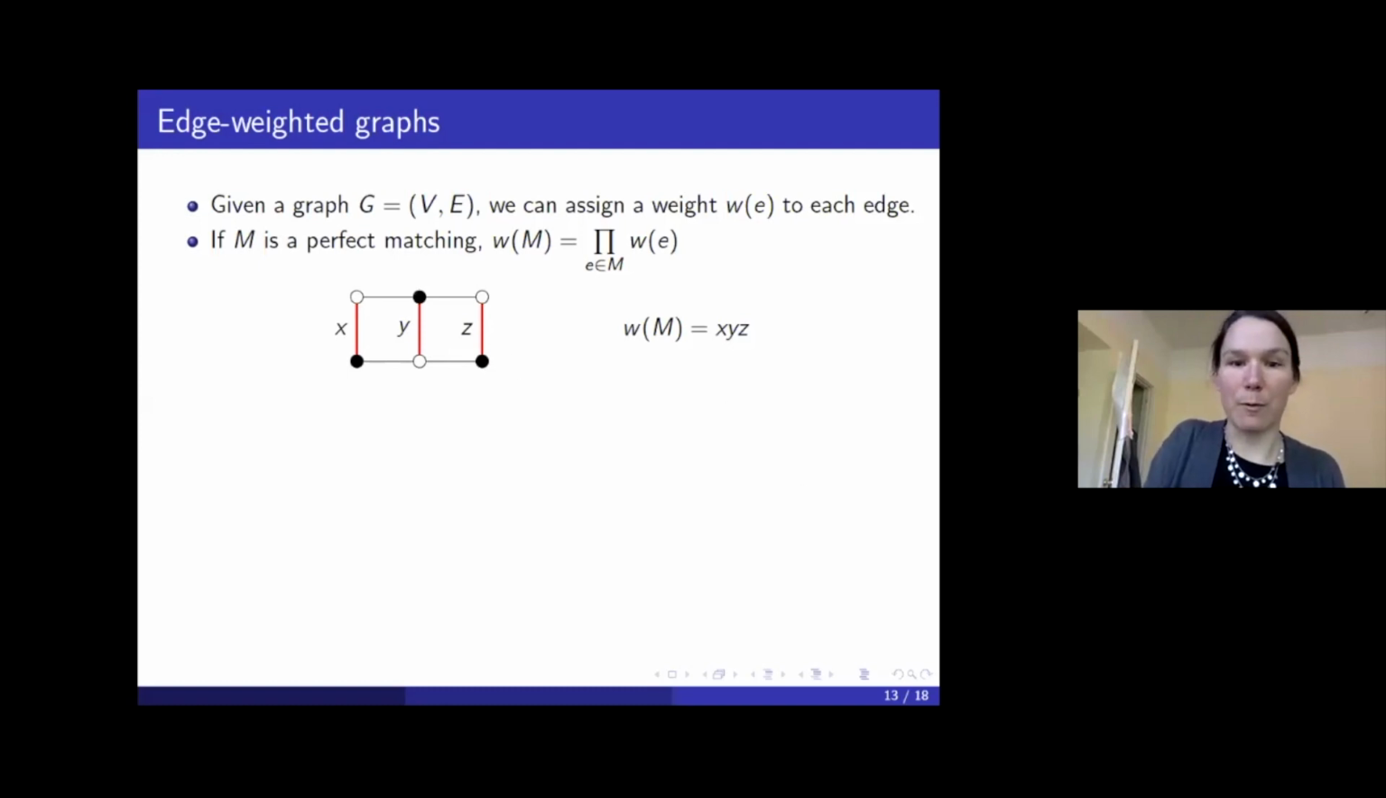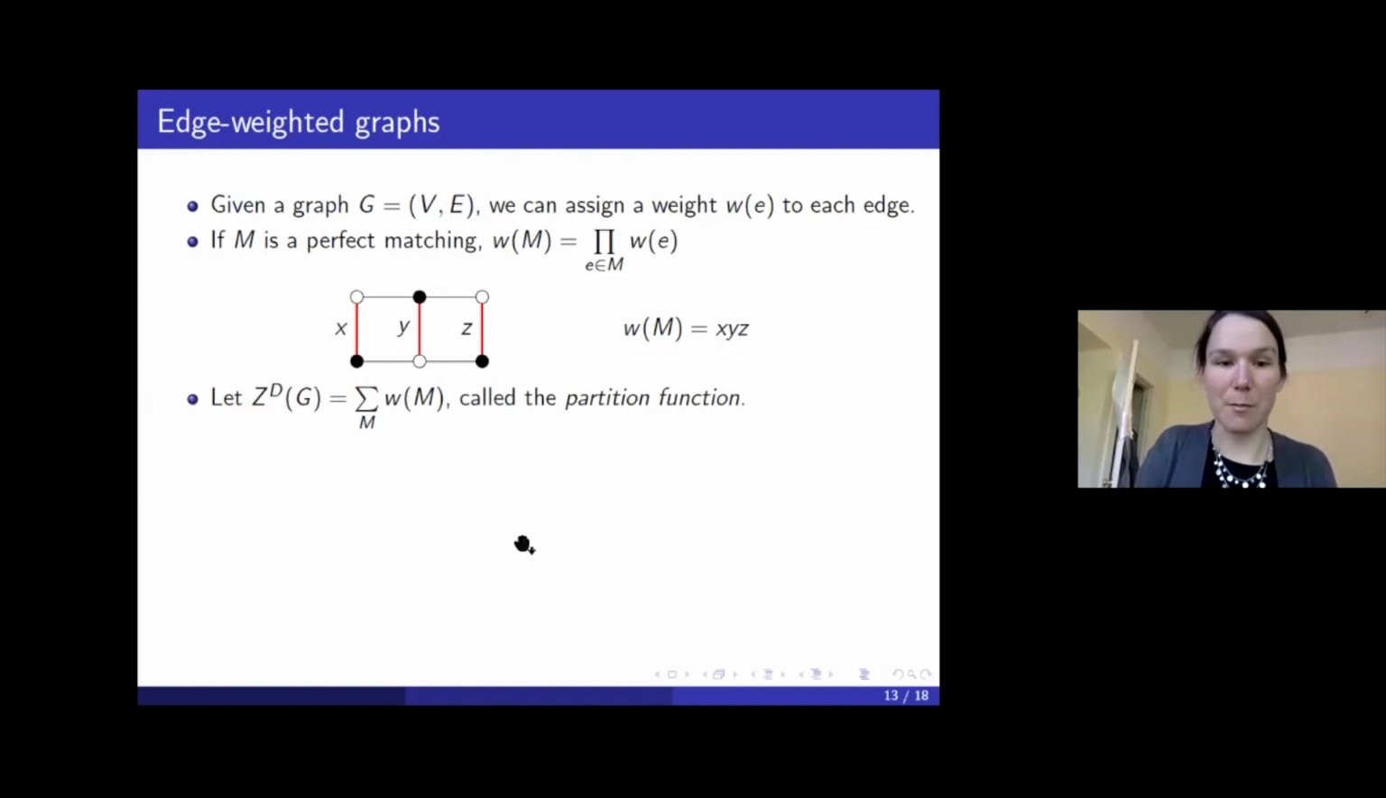And then when we have weighted graphs, instead of talking about the number of matchings, we can talk about the weighted sum of matchings. So we can talk about the sum over all perfect matchings of the weight of each matching. And this is often called the generating function or the partition function. And to give an example, the partition function for this graph is xyz plus x plus z because we have 3 perfect matchings.